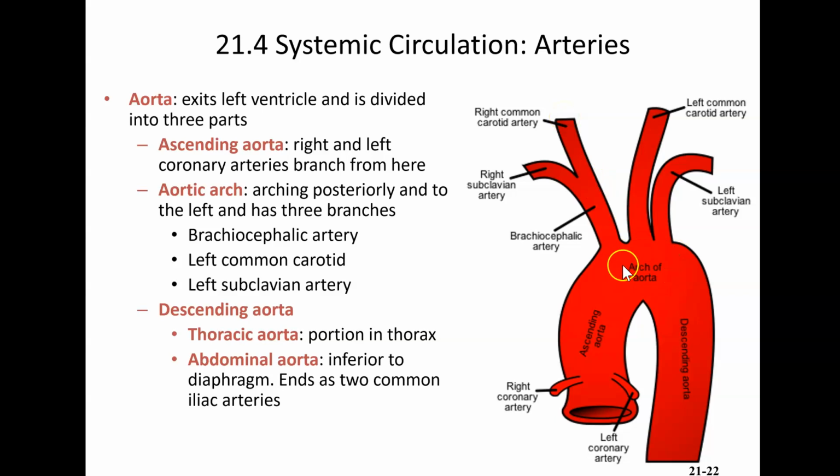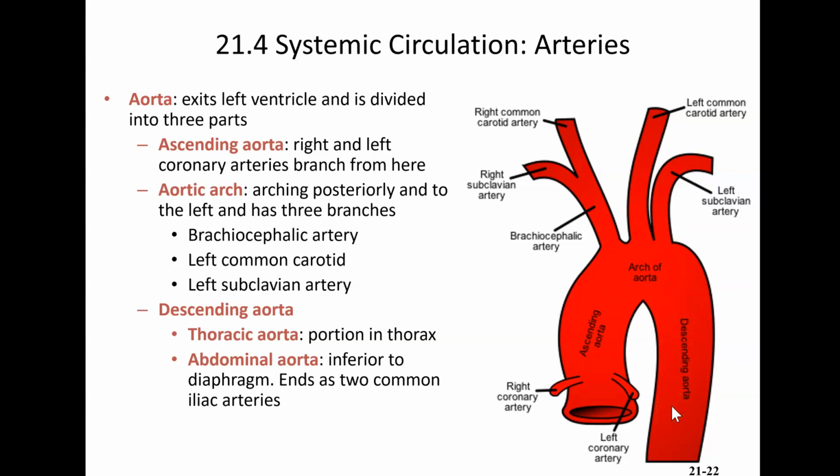Going back down to our arch of the aorta, in the center, we have our left common carotid artery, again going to the head and neck, and our left subclavian artery is our last branch going over to our left upper extremity. From there, we continue down the descending aorta.